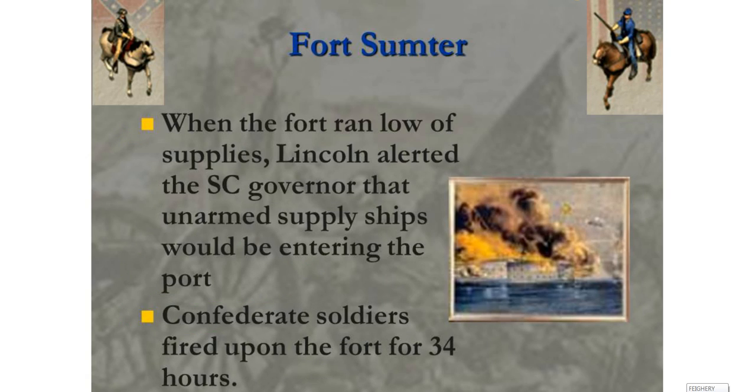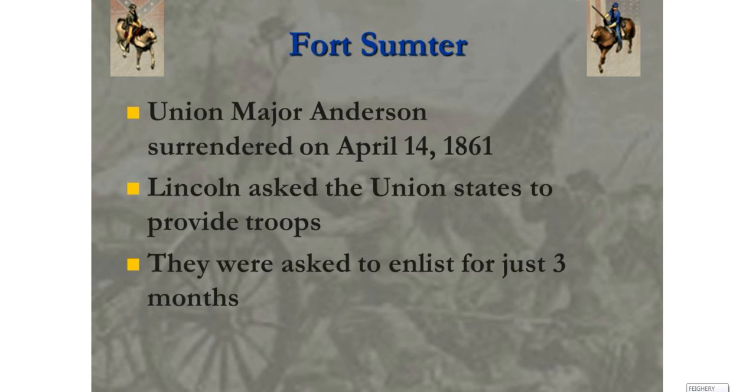When the fort ran low of supplies, Lincoln alerted the South Carolina governor that unarmed supply ships would be entering the port. Confederate soldiers chose to fire upon the fort for 34 hours. Union Major Anderson surrendered the fort on April 14, 1861. Lincoln asked the Union states to begin to provide troops to fight the war, and the troops were initially asked to enlist for 3 months at a time.